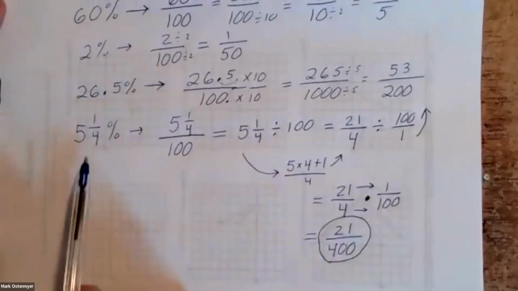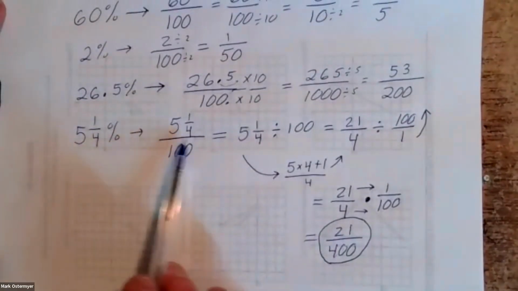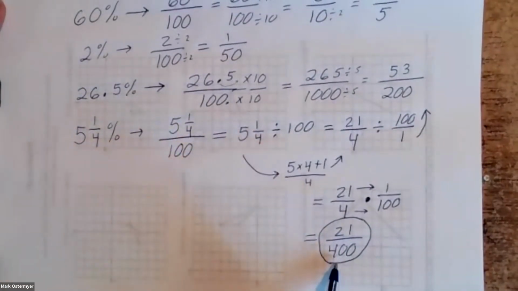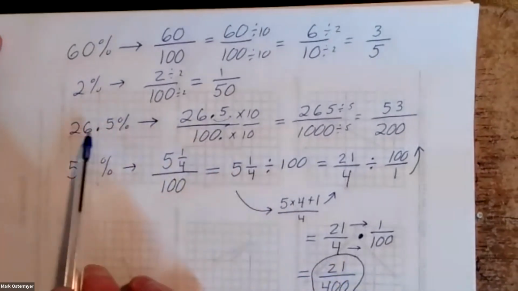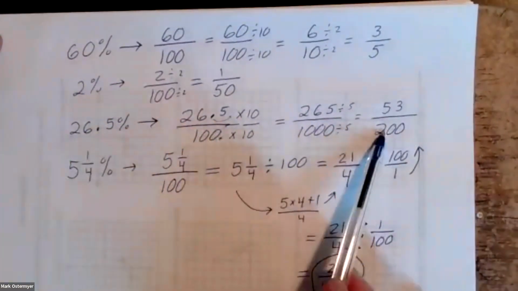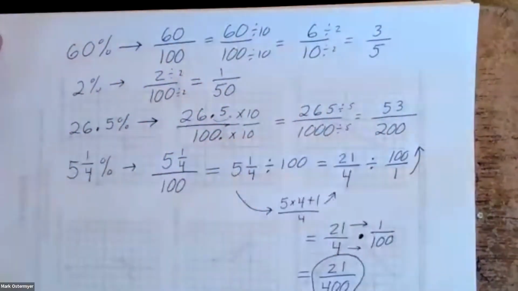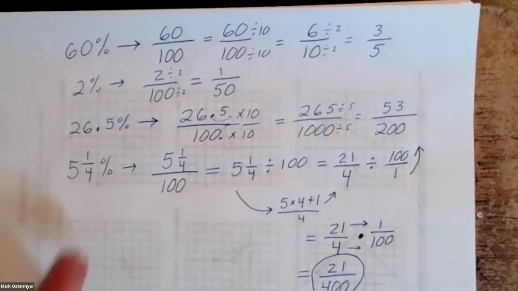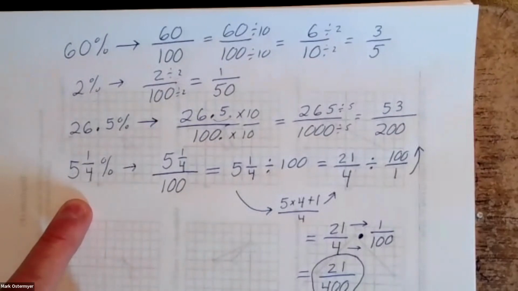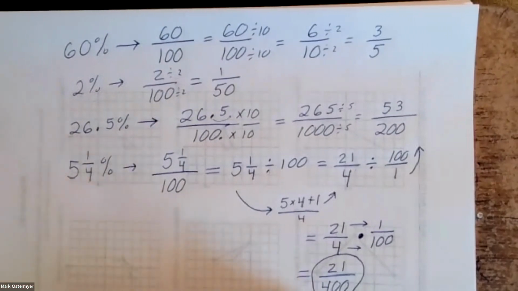So, ladies and gentlemen, I've shown you how to go from 5 1/4% to an equivalent reduced fraction. I've also shown you how to do 26.5% as a reduced fraction, 2% as a reduced fraction, and 60% as a reduced fraction. All right, let's try this on our calculator now to speed things up. How would we convert 5 1/4% into its equivalent reduced fractional form?